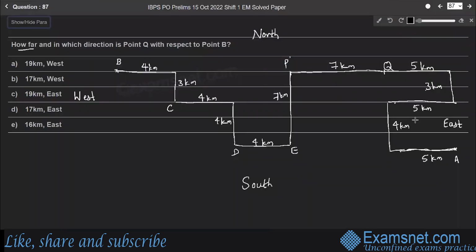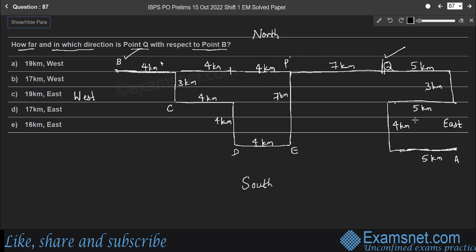Question 87. How far and in which direction is point Q with respect to point B? So point Q is here with respect to point B. How far is point Q? Here, the distance from B is 4 kilometers plus 4 kilometers up to here, and from this point to P is again 4 kilometers, plus 7 kilometers to reach point Q, right?